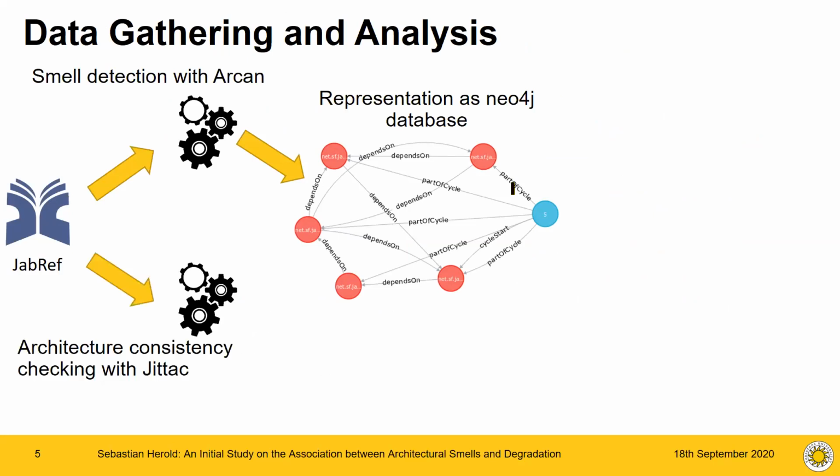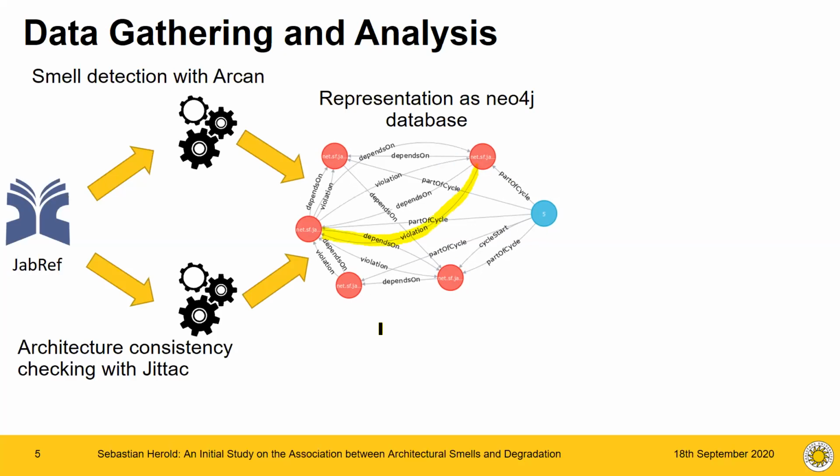The second step, we took a tool called JITEC, which implements the so-called reflection modeling approach to architecture consistency checking. It results in a model which depicts the intended architecture as well as the dependency violations in the system. We adapted the tool in a way that it complemented the Neo4j database created by Arcan by edges representing violations. You can see one here.